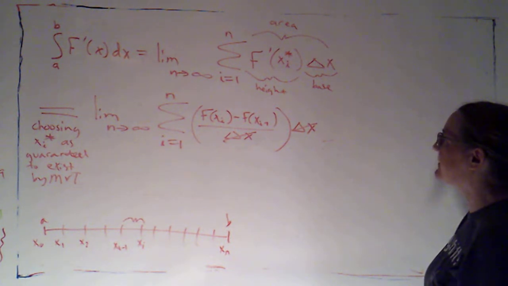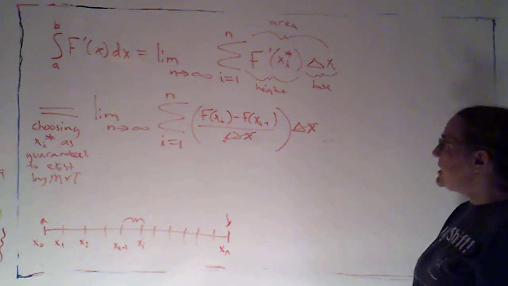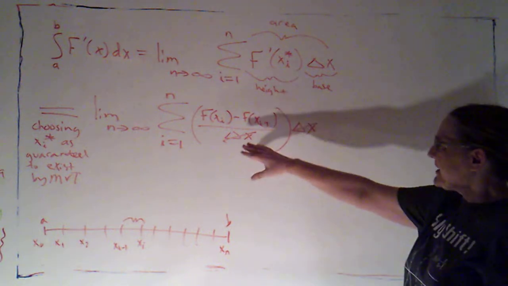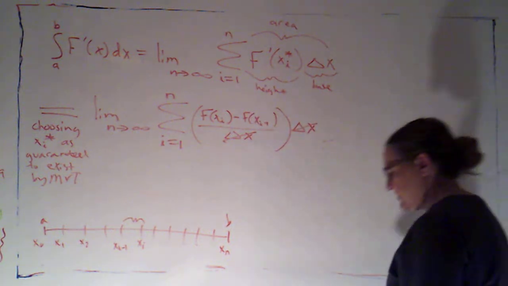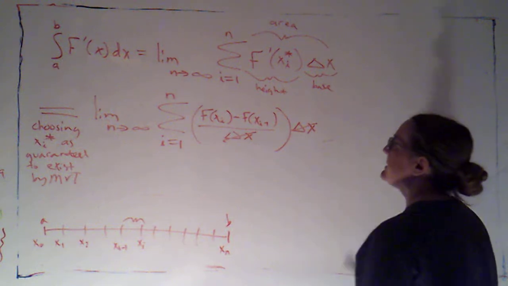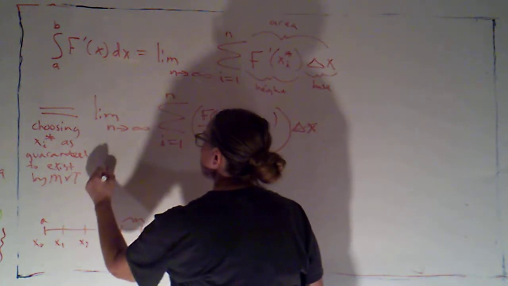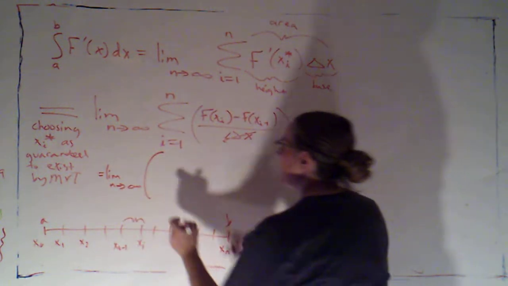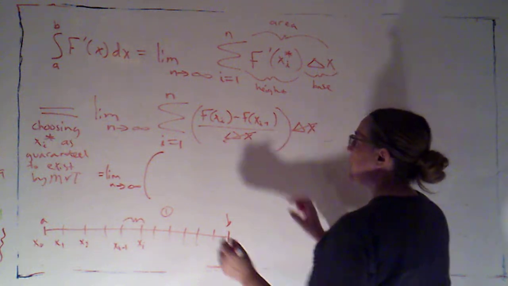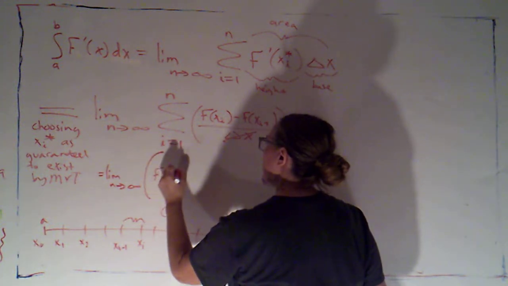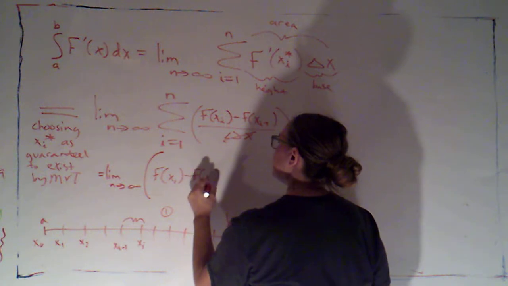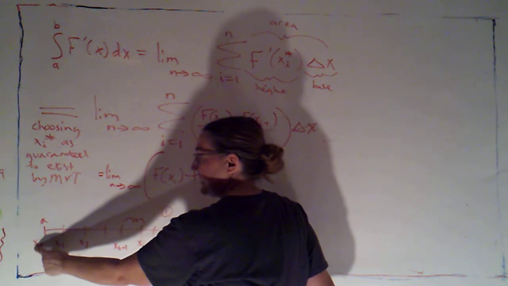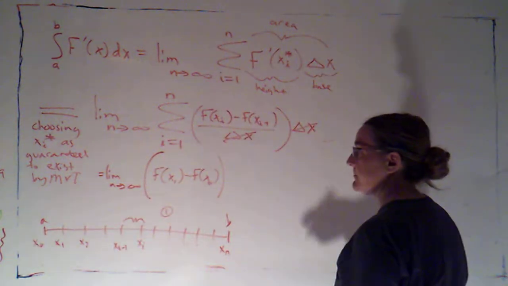Feeling good about that. Okay, now what I'm going to do is I'm going to write this out. Instead of using the sigma notation, I'm just going to use the dot, dot, dot, the ellipses to indicate that my pattern continues. So I've got the limit as n goes to infinity of. Now, when my index is 1, what I'm going to get is f of x1 minus f of x0. Because for the first subinterval, x1 is the right endpoint and x0 is the left endpoint.